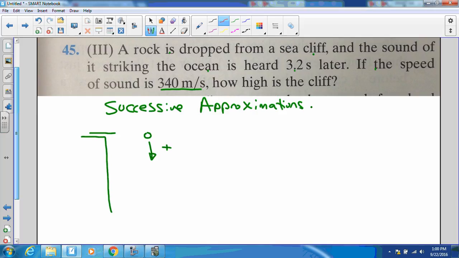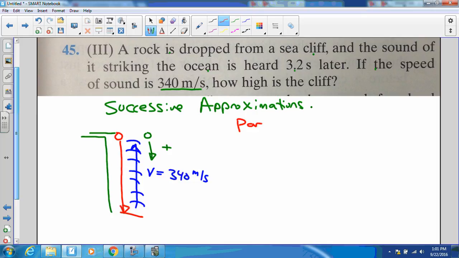And we also need to have a clear understanding of what's happening. The rock is dropped at time 0. Here comes my rock. And it's going to fall all the way to the bottom. And when it does, sound waves from that rock are going to come back up. When they come back up, they're going to come back up at a constant 340 meters per second this way. So our motion really happens in two parts.